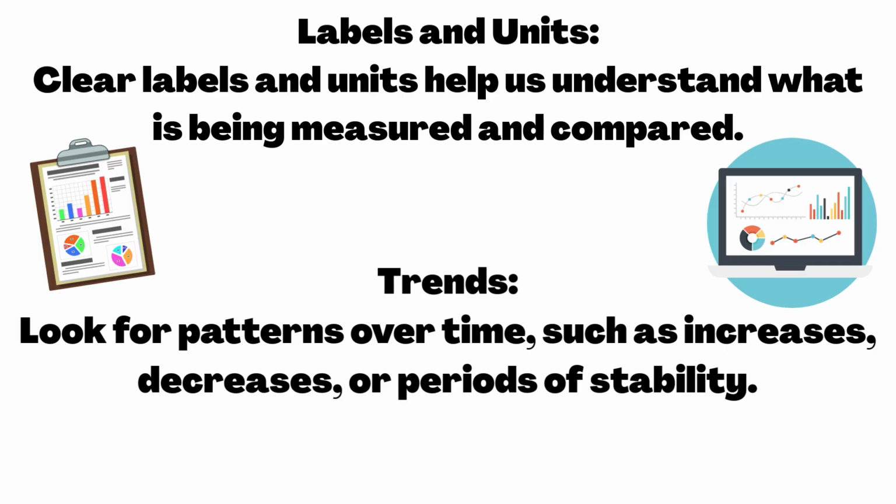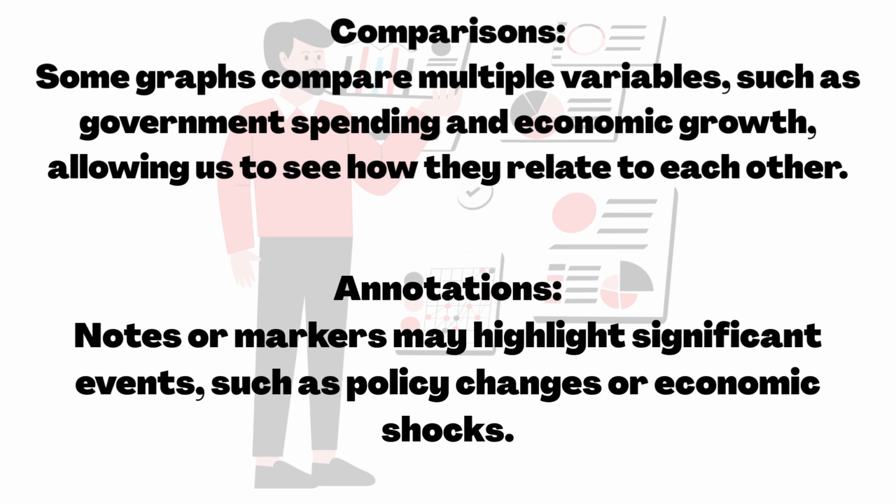Labels and units. Clear labels and units help us understand what is being measured and compared. Trends. Look for patterns over time, such as increases, decreases, or periods of stability. Comparisons. Some graphs compare multiple variables, such as government spending and economic growth, allowing us to see how they relate to each other. Annotations. Notes or markers may highlight significant events, such as policy changes or economic shocks.